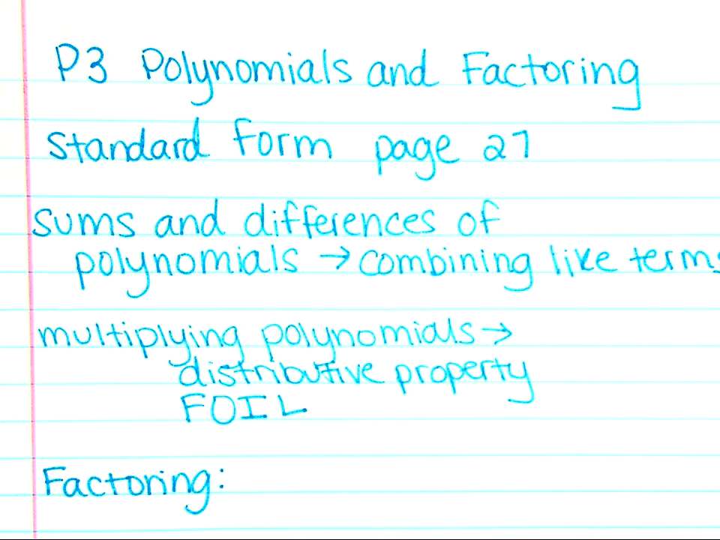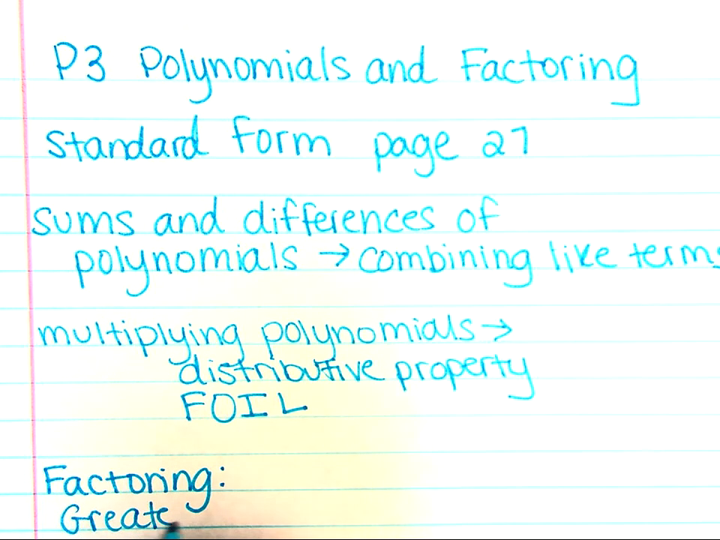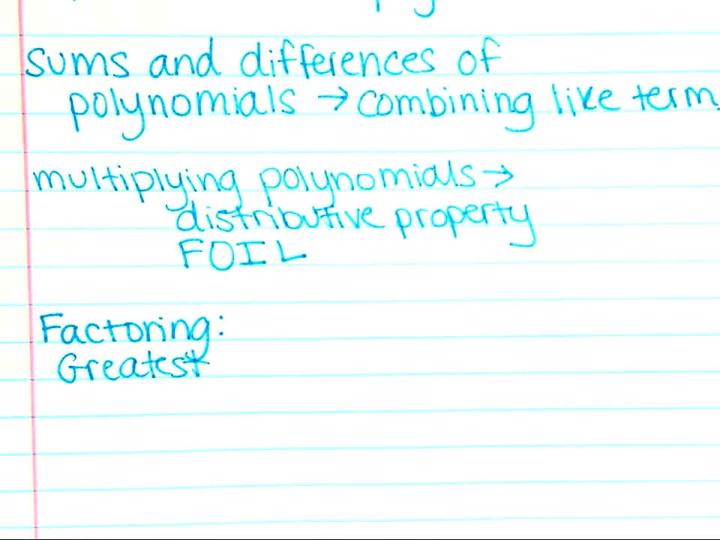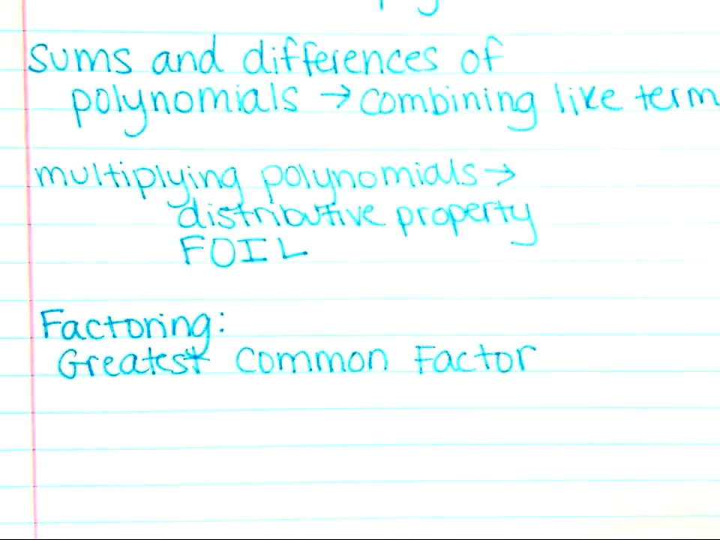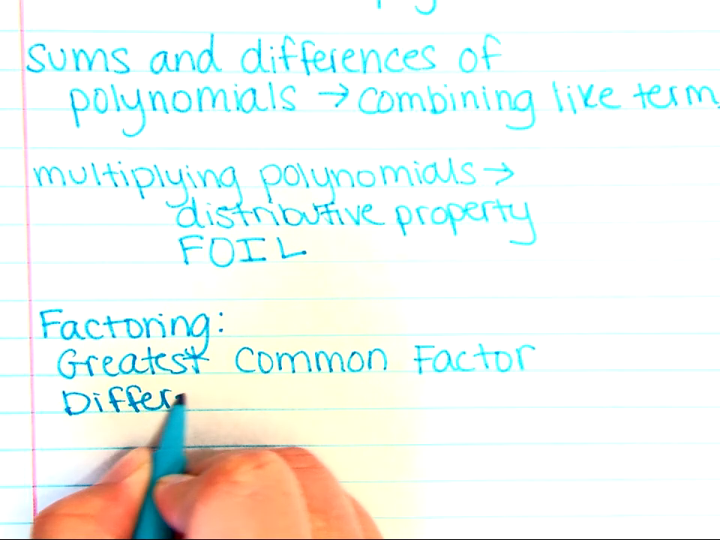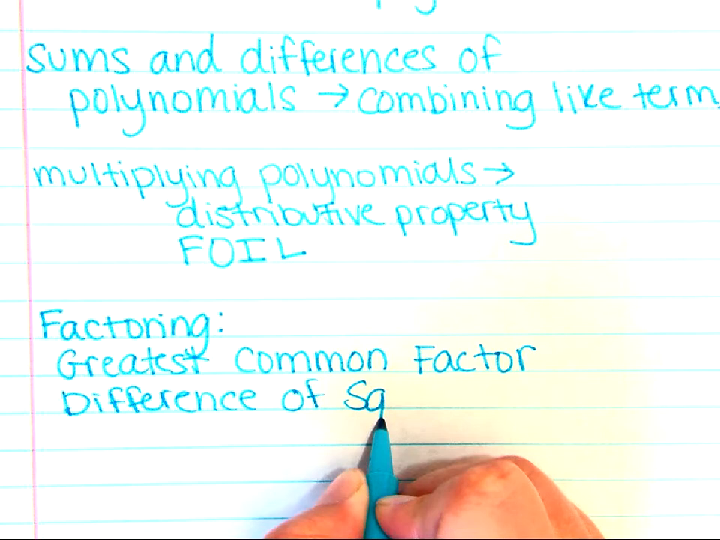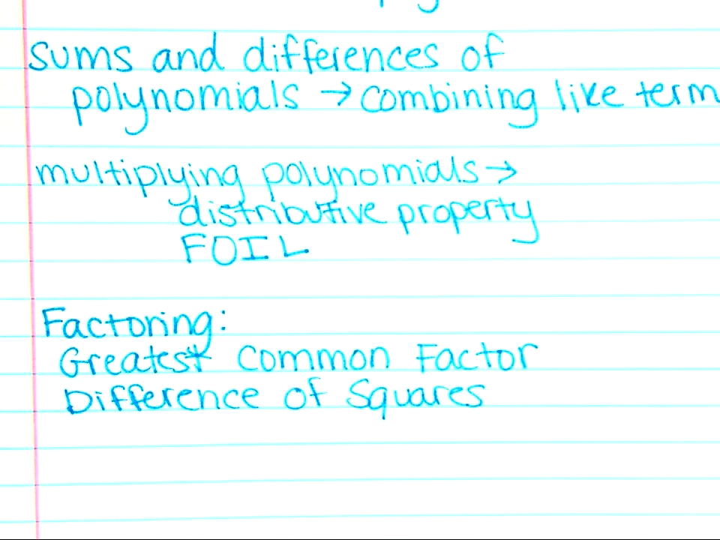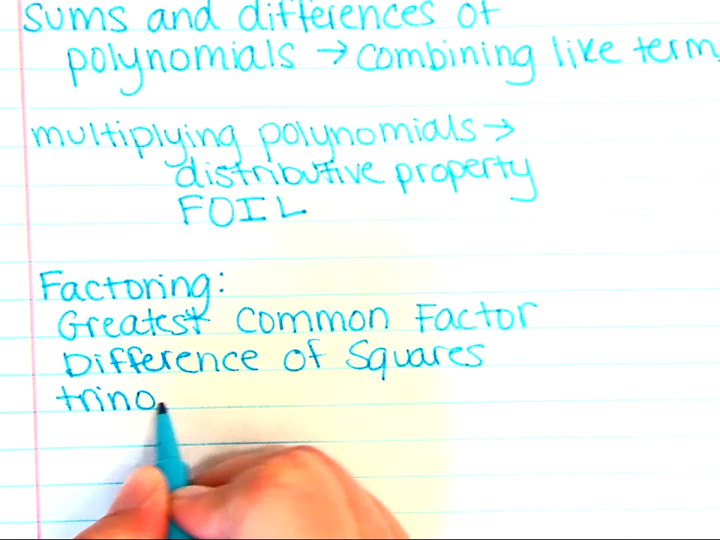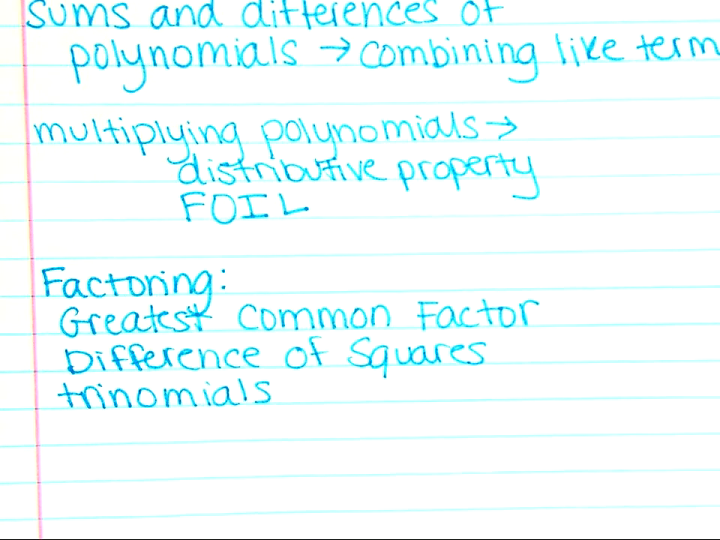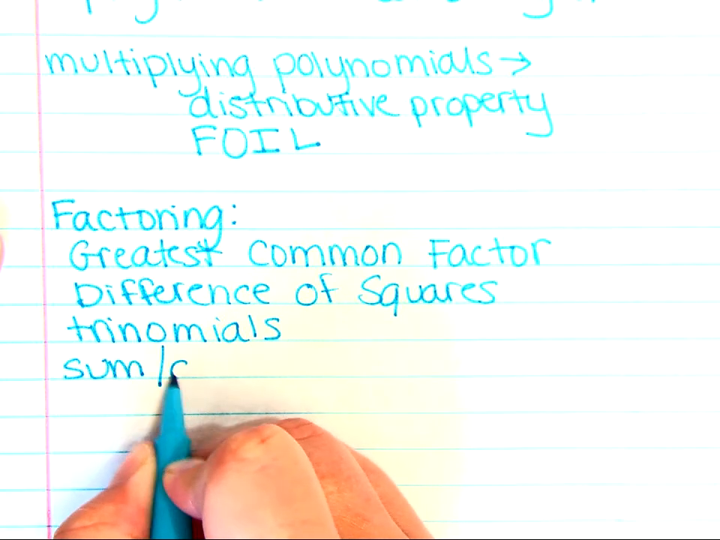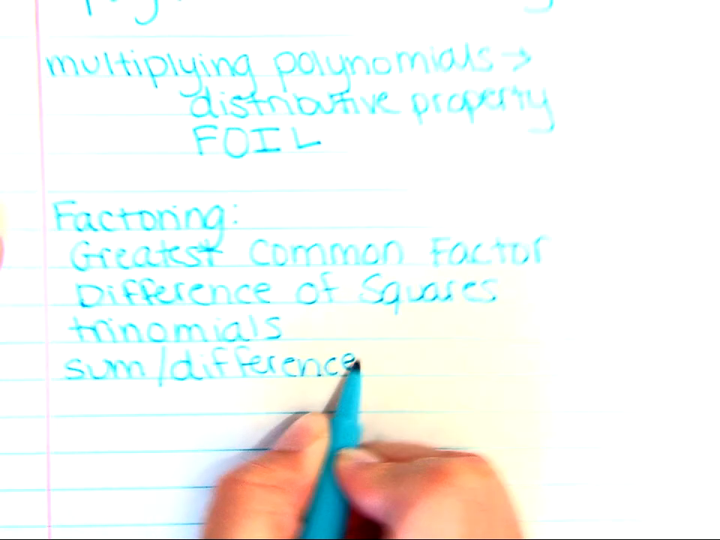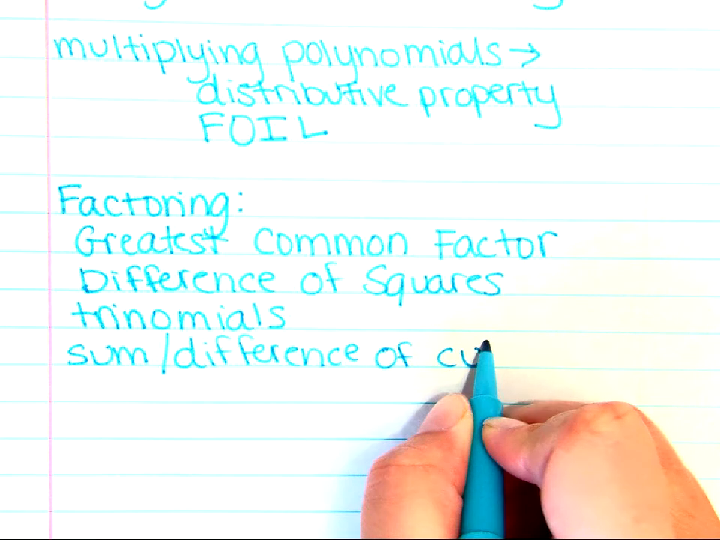In factoring, you have 5 different methods that you should know how to use: greatest common factor, difference of squares, trinomials, sum and difference of cubes, and grouping.